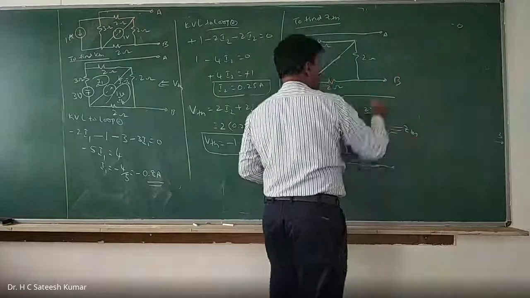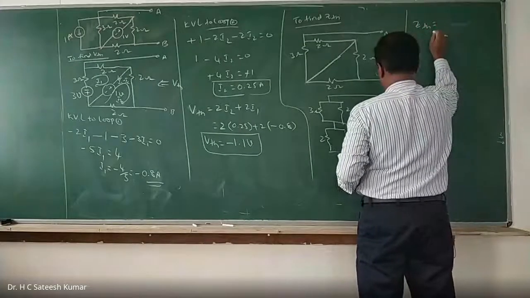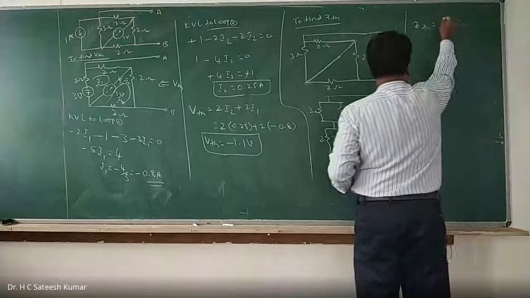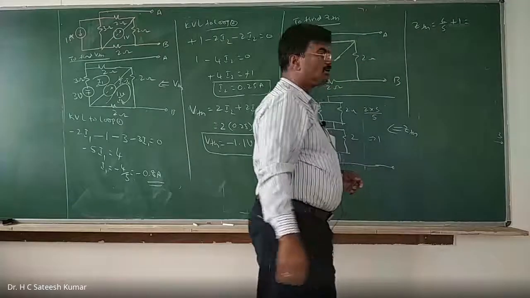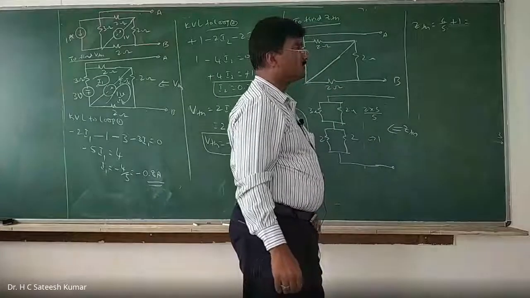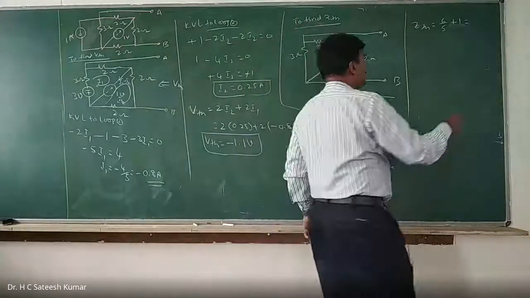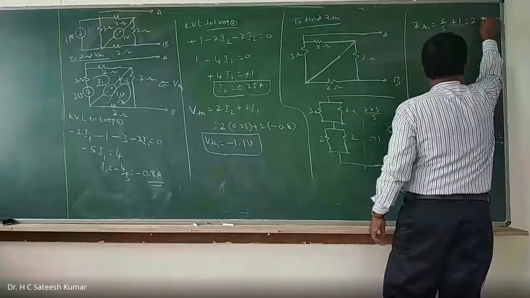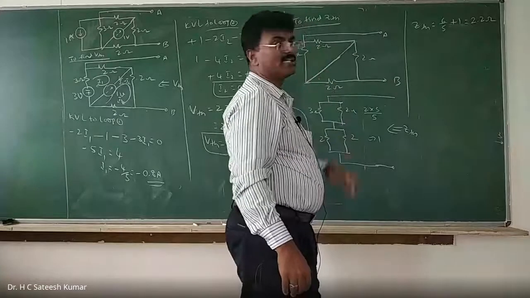ZTH is equal to, what is ZTH? ZTH is equal to 3 into 2, 6. So 6 by 5 plus 1. How much is this? 2.2 ohms. 2.2 ohms you will get it ZTH.